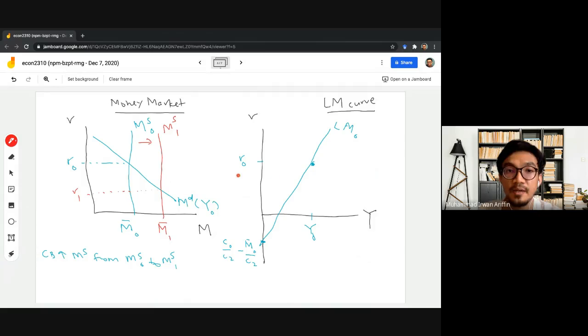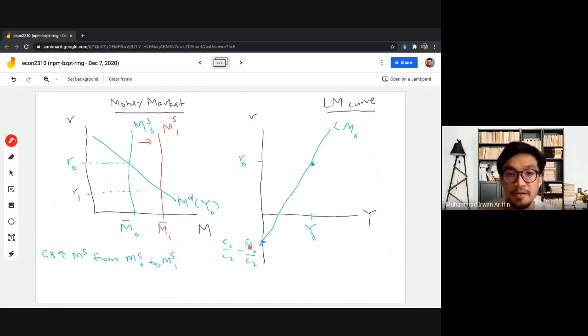Now how would we translate this event in the LM curve? Take note that the equilibrium quantity of money is represented in the intercept. Now, that will basically change our intercept.